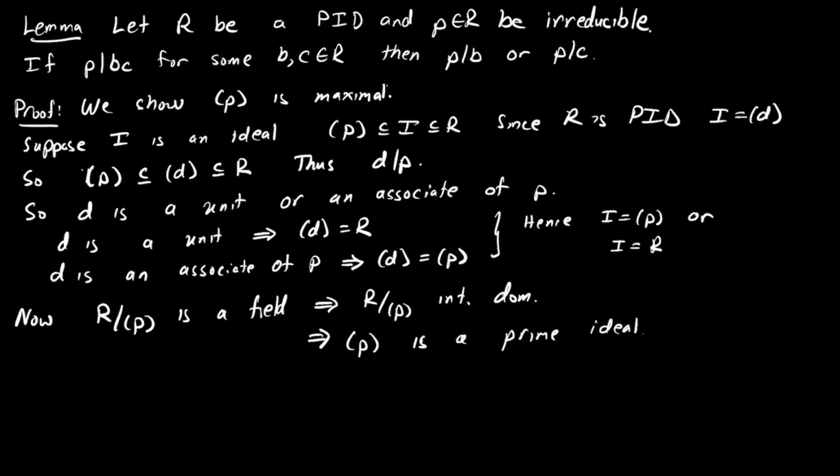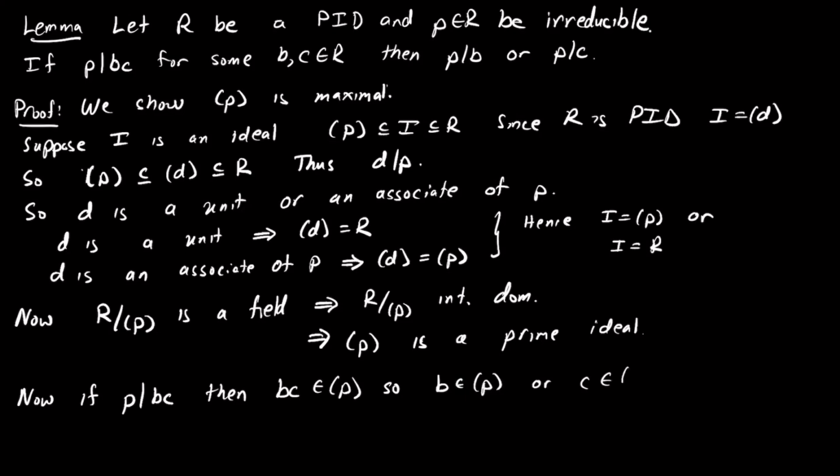Okay, and why is this useful? So now, if p divides bc, then I know bc is an element of the ideal generated by p. So since I'm working with a prime ideal, I can then say that b is in the ideal generated by p, or c is in the ideal generated by p. And what does this mean? Well, this just says that p divides b, or p divides c.